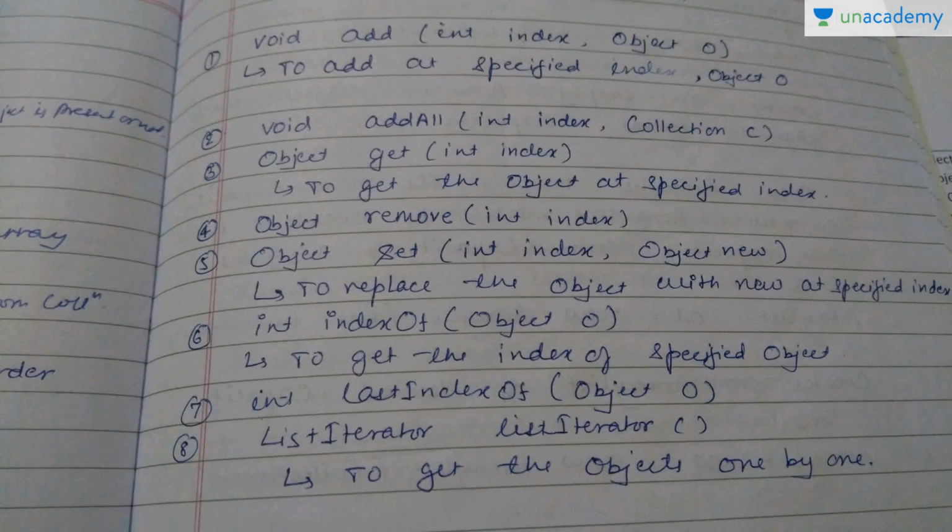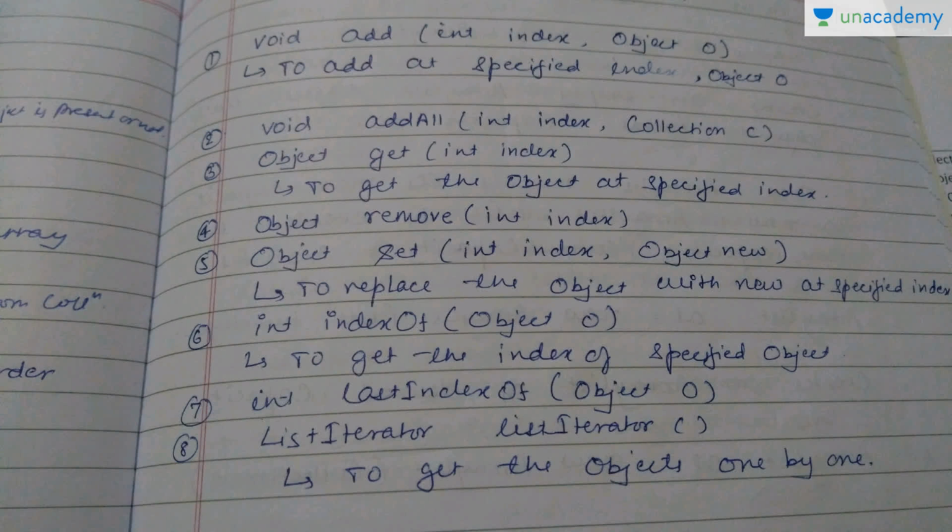The list interface is the child interface of collection. If we want to represent a group of individual objects where duplicates are allowed and insertion order is preserved, then we'll go for the list interface. We can differentiate duplicate objects and maintain insertion order by means of the index only. So in the list interface, the index plays a very vital role. There are basically 8 methods which are specified in the list interface.